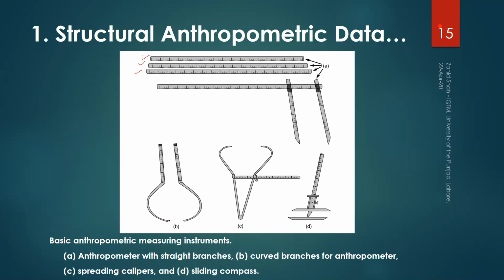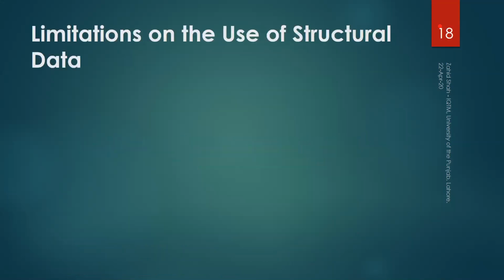Let's suppose you want to measure the width of your head, for example. So you could use instruments like these, or like this one. So there are different designs actually available. That is the point to be mentioned here: there are different designs of these calipers available. According to the body part that you want to measure, the relevant caliper can be used.